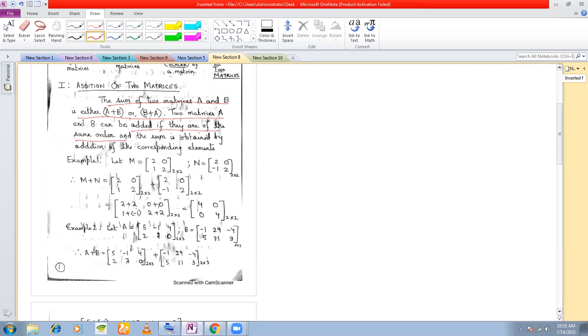Okay, I mentioned this to you yesterday also, that only matrices having the same order can be added. Otherwise, they cannot be added. Okay, so I've given an example here also. If I've taken the matrix M as this, and the matrix N as this, and I add the matrices M plus N, it will be the addition of M, which is 2, 0, 1, 2, and N, which is 2, 0, minus 1, 2. If you want to add these two matrices, this is the resulting matrix, M plus N.